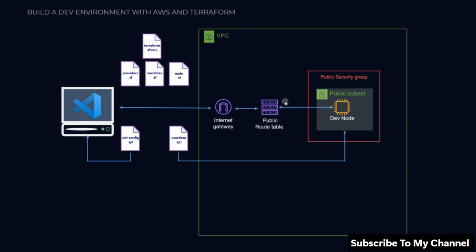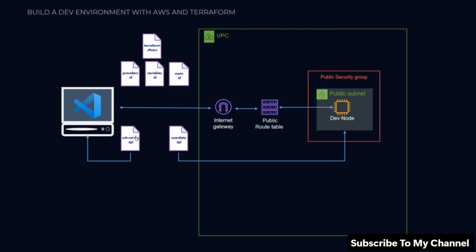And then of course, as you develop new requirements, you can build out your environment to meet your needs from there. So what we're going to do is we're going to use VS Code on our terminal. And then we're going to use the Terraform configuration files, providers, variables, main, terraform.tfvars, which of course we will be explaining all of these throughout the course.